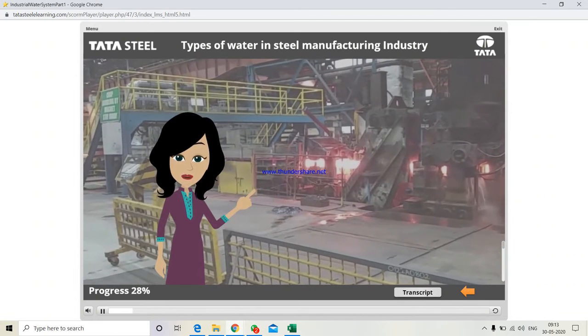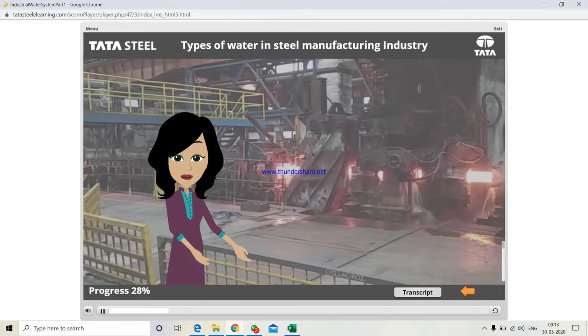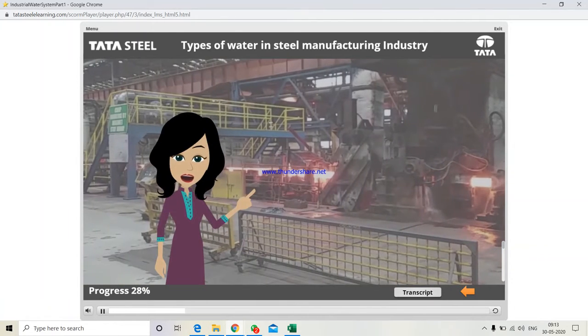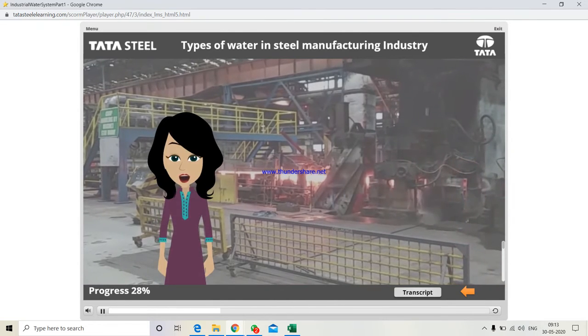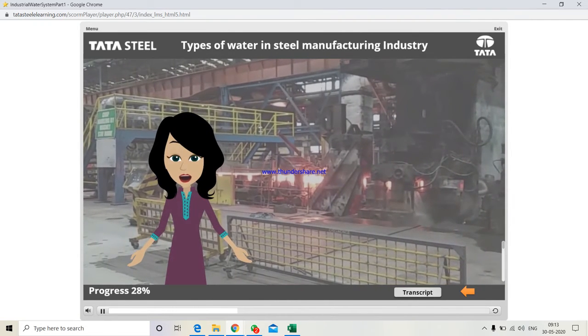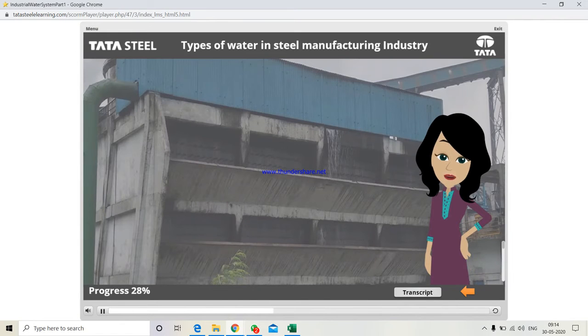Industries use water in large quantities. Many times we hear about the necessity of water treatment when it comes to handling industrial water. Steel manufacturing industry too is heavily dependent on water. Do you know what are the types of water used in steel manufacturing industry?